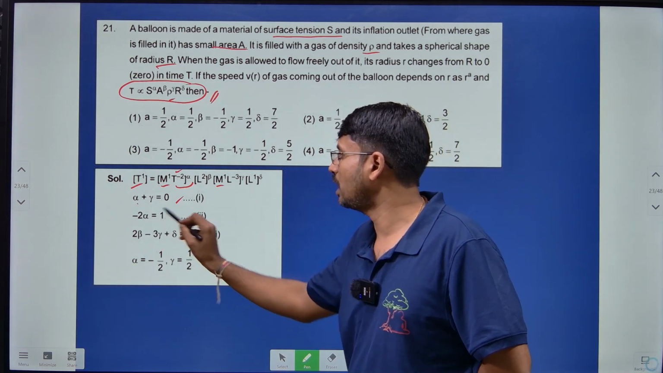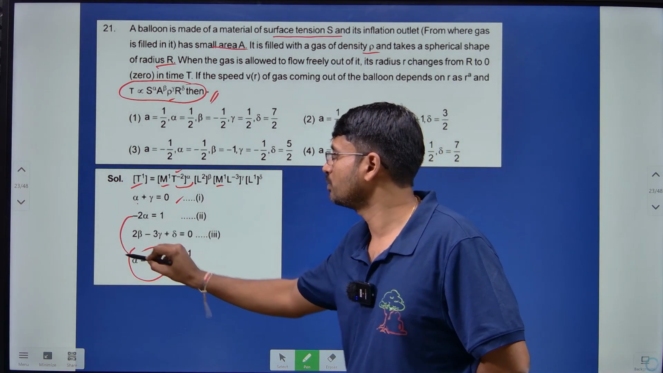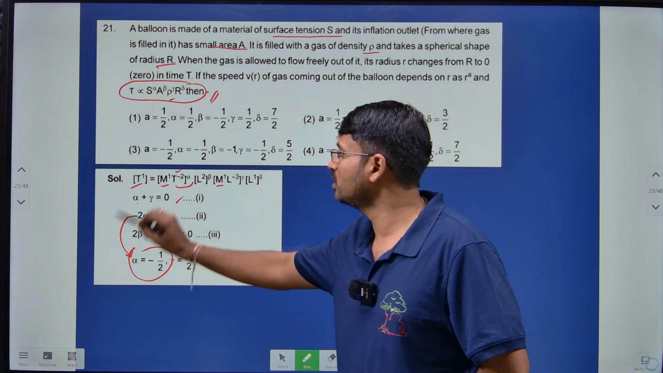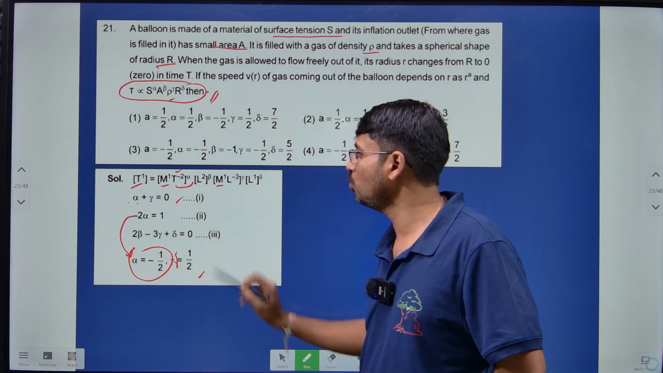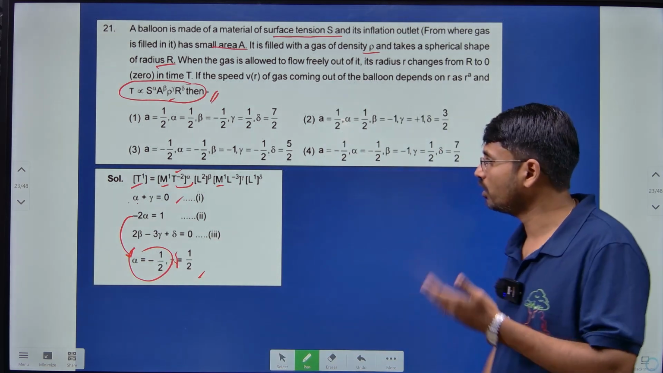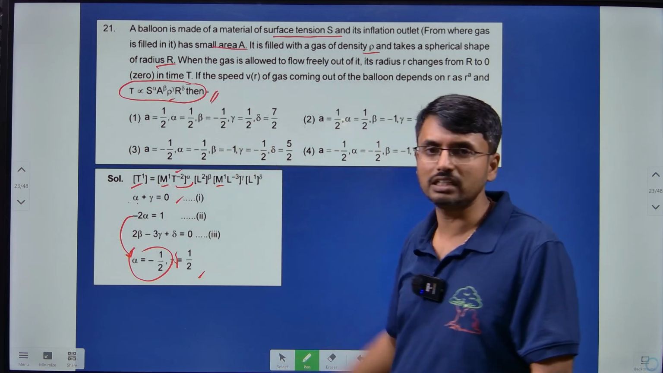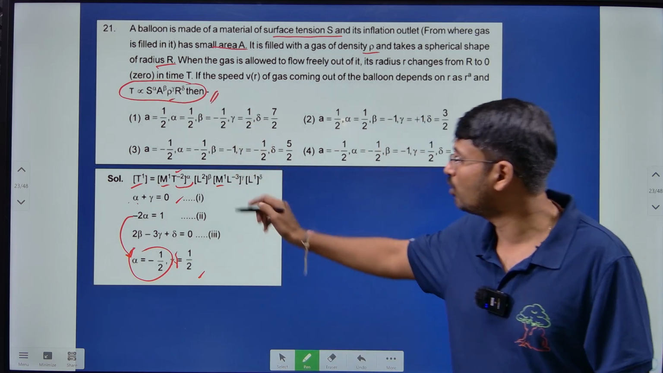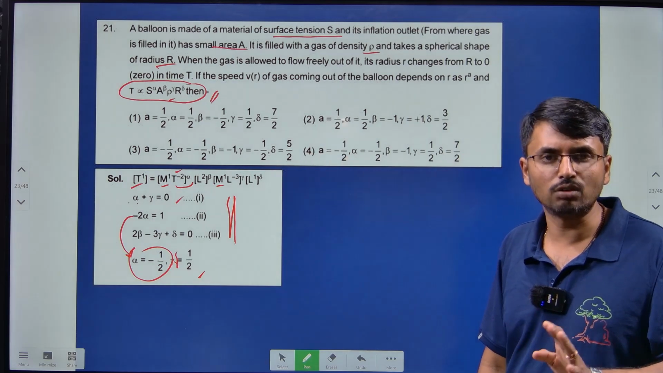From this one alpha equals what? Minus 1 by 2. So from this equation, just substitute in the first equation, you will get gamma equals what? Gamma equals 1 by 2. So we can calculate only alpha and gamma. We cannot calculate beta and delta using this, because we have only the 3 equations. We have 4 variables.